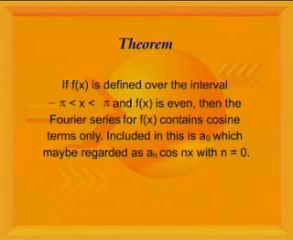Let us state a few results which will be helpful for calculating the Fourier coefficients. Theorem 1: if f(x) is defined over the interval minus pi to pi and f(x) is even, then the Fourier series for f(x) contains cosine terms only. Included in this is a naught, which may be regarded as a_n cosine nx where n is equal to 0.